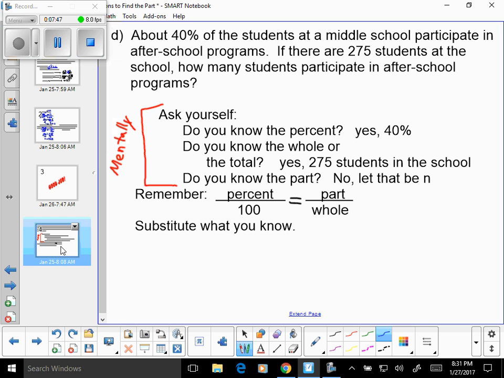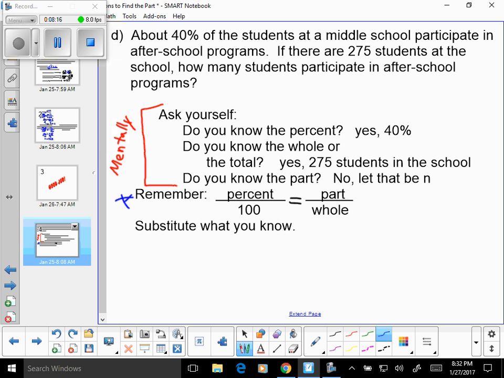Okay, yes, I can do this with story problems. About 40% of the students at a middle school participate in after-school programs. If there are 275 students at the school, how many students participate in the after-school programs? Now remember that we are working with that percent over 100 equals part over whole.